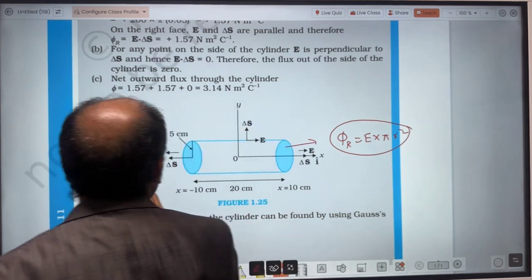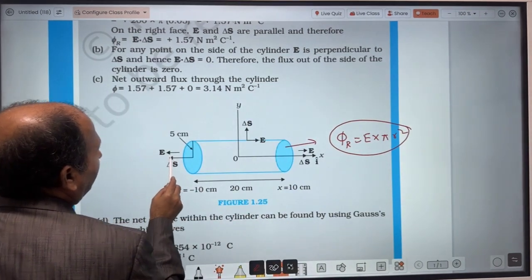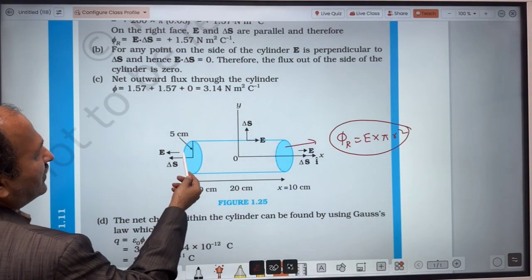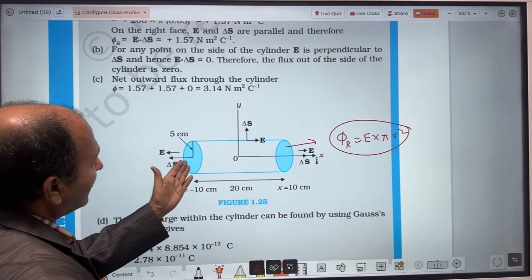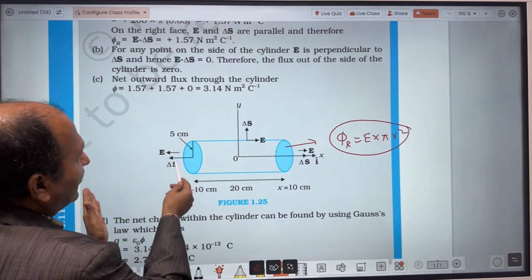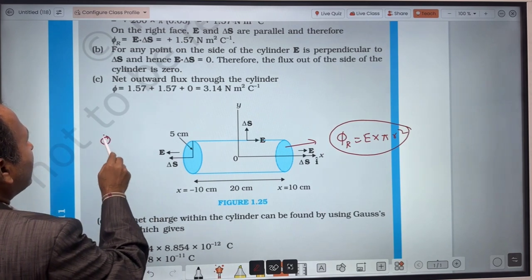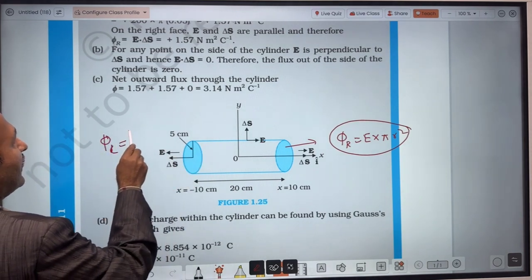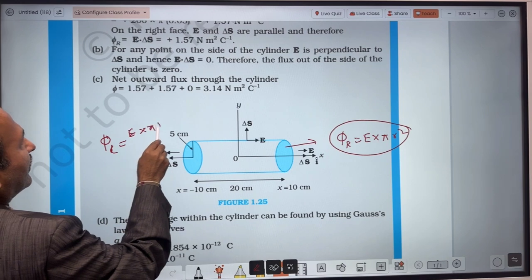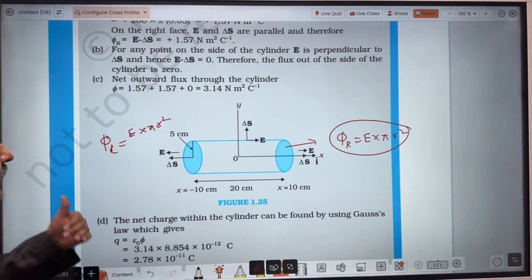And if we consider the left face, here again theta is 0 degree, because the electric field is directed in this direction and the area vector will also be in this direction. So again we will get the same flux. Phi left is equal to E times pi r square.